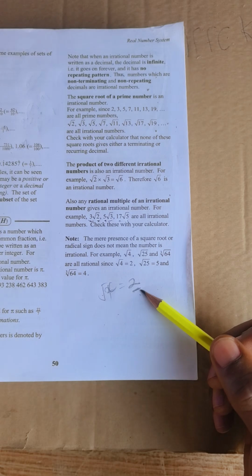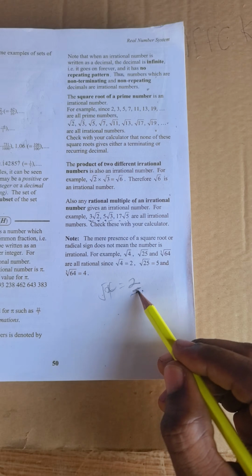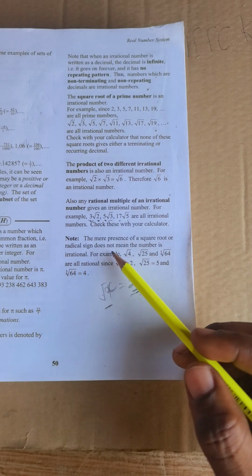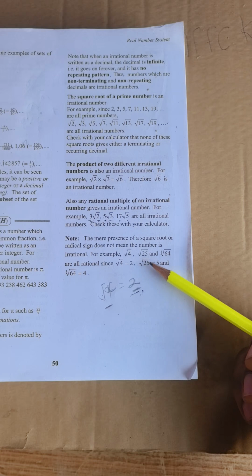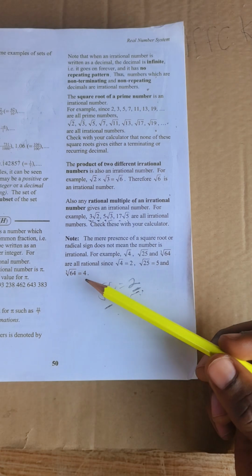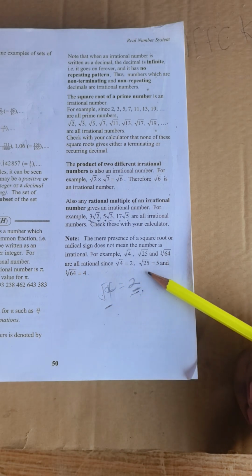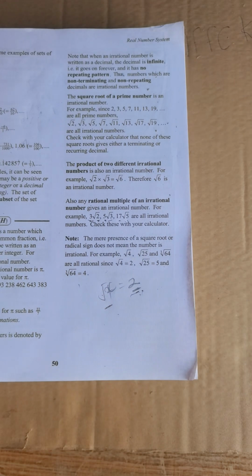If you remember what we did under rational numbers, where we did 2 videos on that. Now square root of 4 is 2. This is a rational number, right? So we are saying that the mere presence of a square root or a radical sign does not mean the number is irrational. For instance, square root of 4 is 2, and square root of 25 is 5, right? So all these are rational. So I hope you get the point.